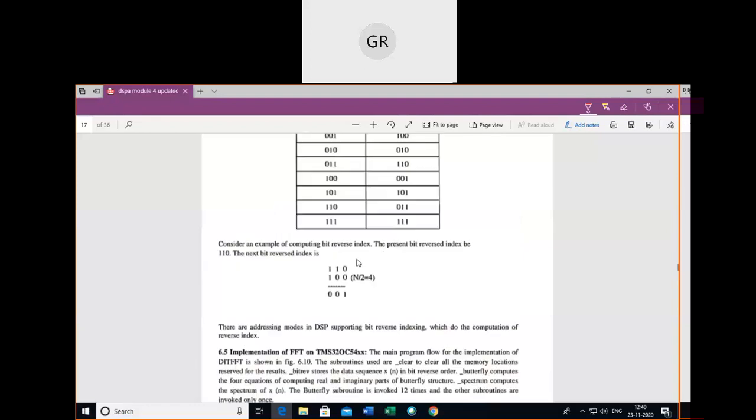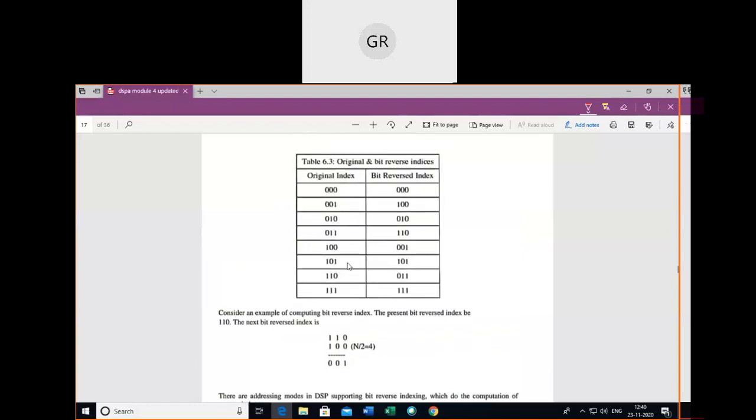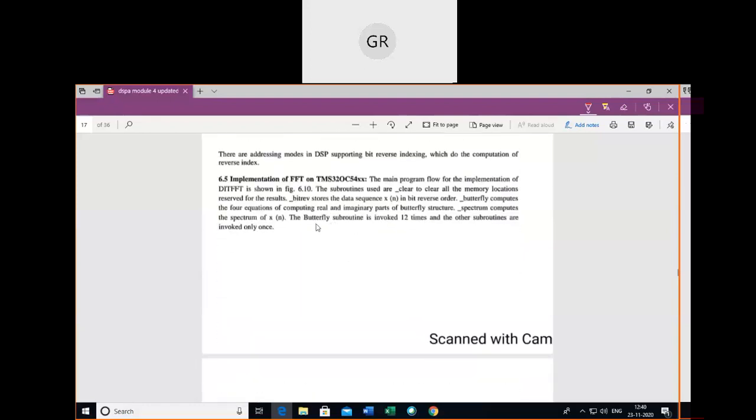Okay, here, how many times can we invoke the butterfly program? Each butterfly subroutine, meaning subprogram, consists of four equations. Later we will discuss that. How many times can we invoke it?